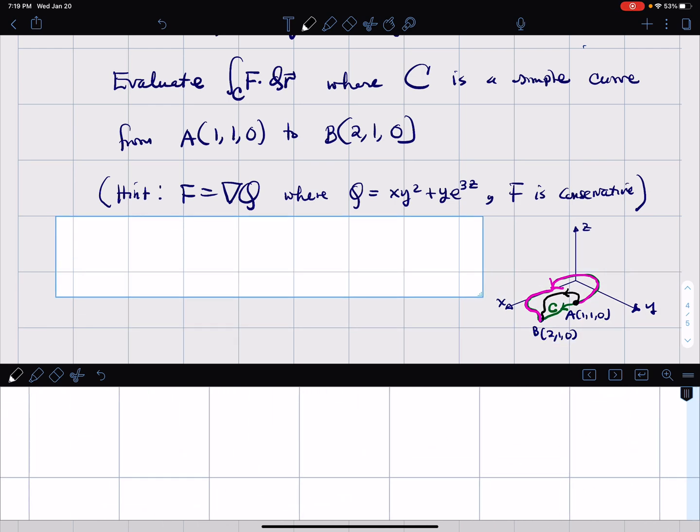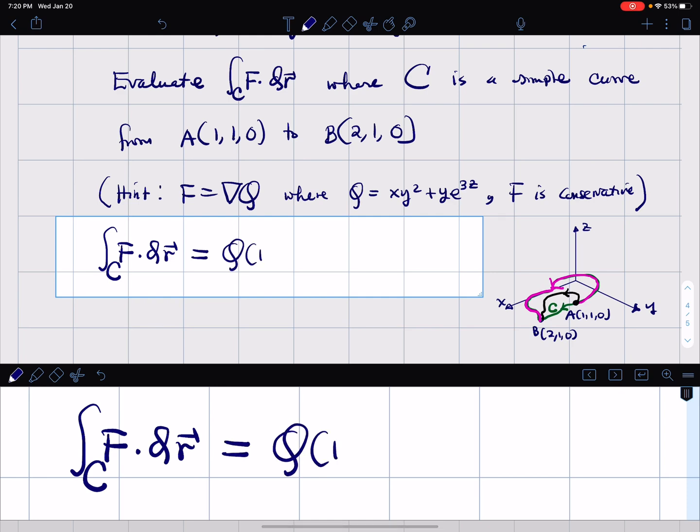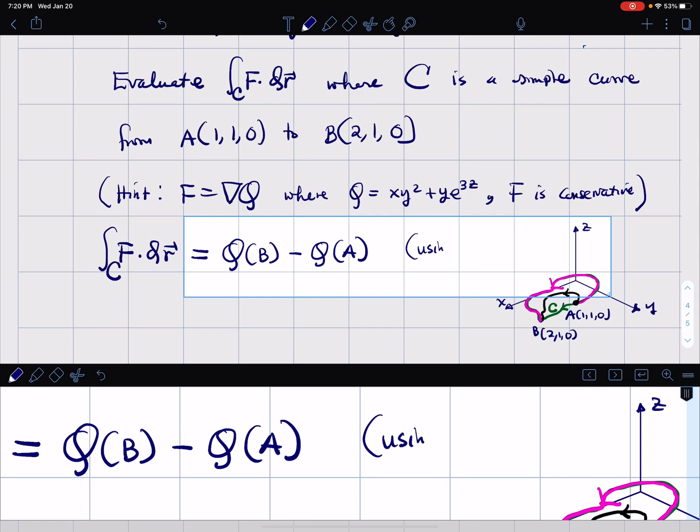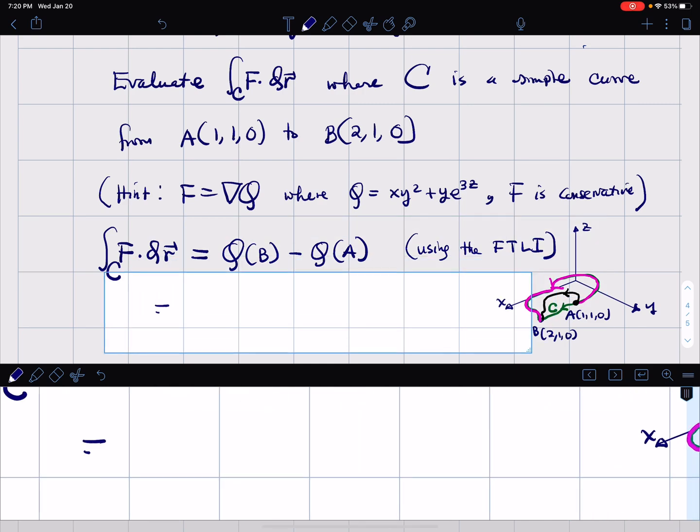All right. So now we want to use the fundamental theorem of line integrals. We want to compute the integral of f dr, which is the same thing as the integral of f dot T ds. This is just going to be phi at B minus phi at A. Why? Because we're using the fundamental theorem for line integrals. So phi is the function xy squared plus y e to the 3z. Let's plug in A and B. A is (1, 1, 0) and B is (2, 1, 0).